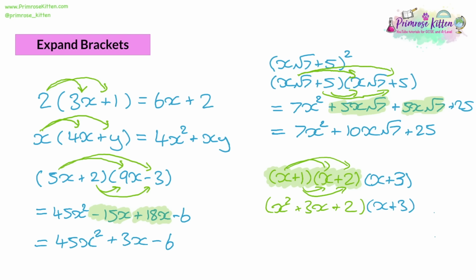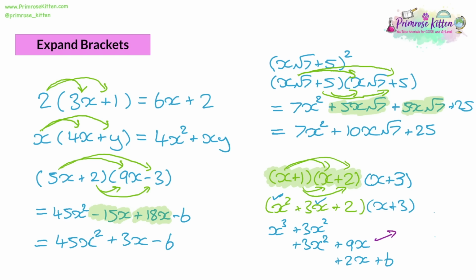Now I'm not going to draw the arrows here, but I'm going to do x squared times x is x cubed, and then I'm going to do x squared times 3 is 3x squared. So that's the first term ticked off. Then we do the second term, 3x. 3x times x is 3x squared, and 3x times 3 is going to give us 9x. That's our second term done. Now we do the third term. 2 times x is 2x, and 2 times 3 is 6. Then all we need to do is add all of that together to get our final answer.